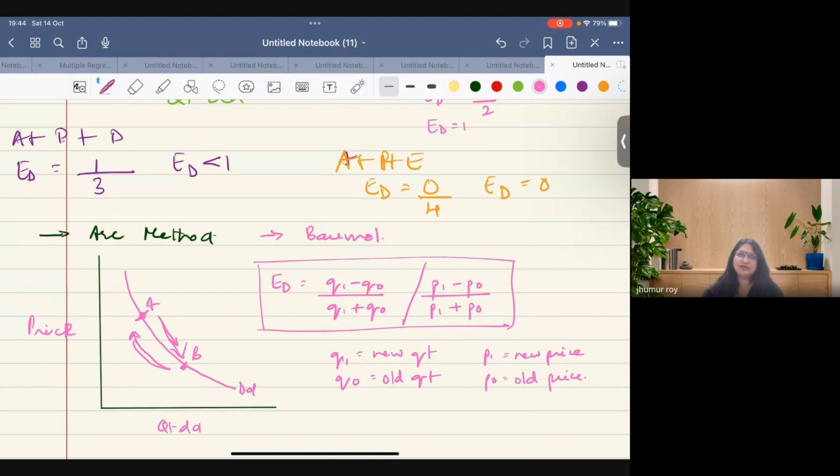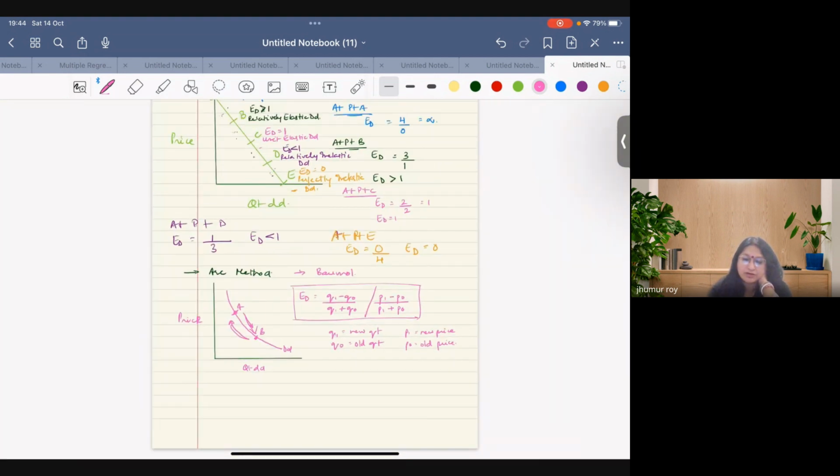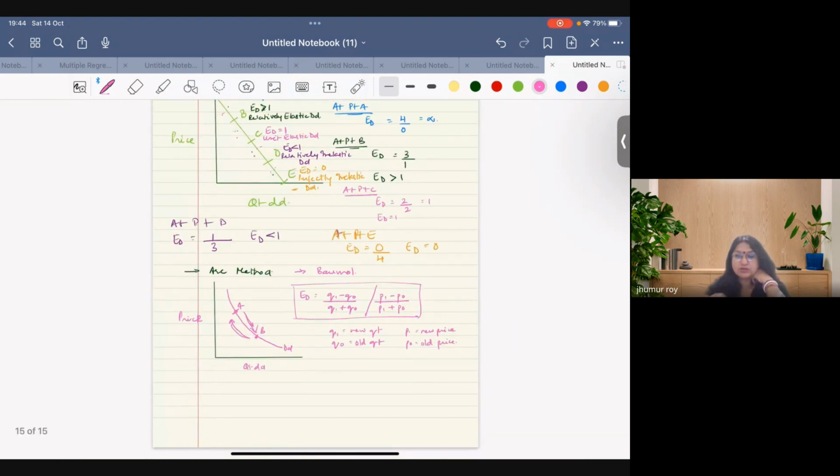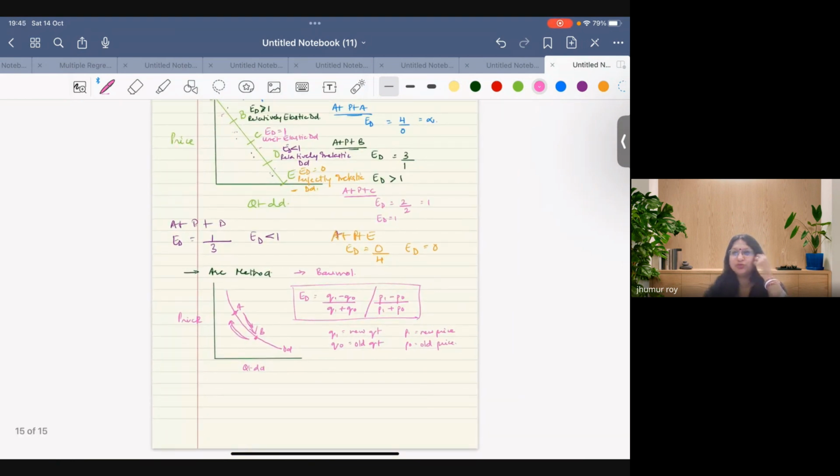The first method was where we talked about percentage change in quantity demanded upon percentage change in price. The second method we talked about was called the point method, where we said that on different points of the curve, the elasticity is different. And the third method is called the arc method. That means between 2 points of the curve, the elasticity remains the same.